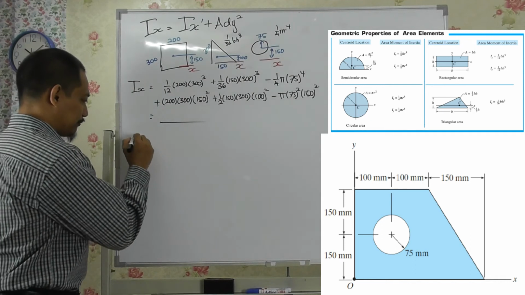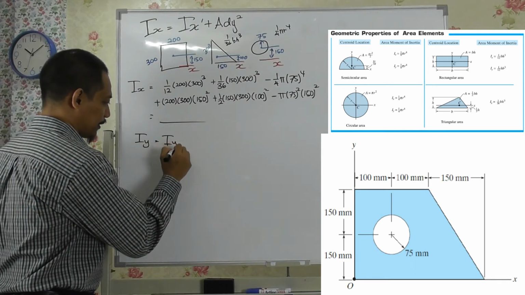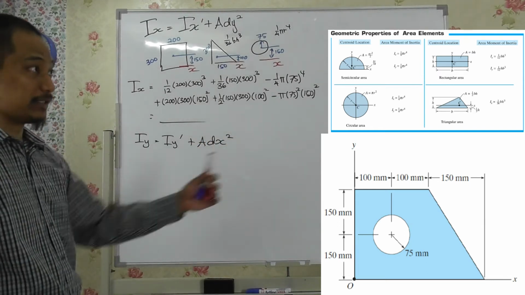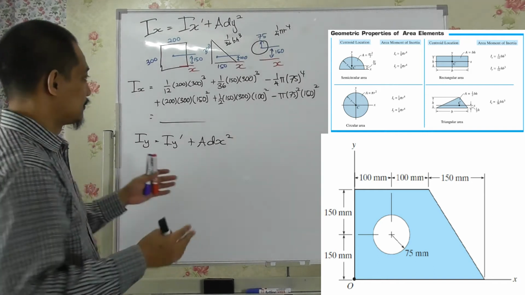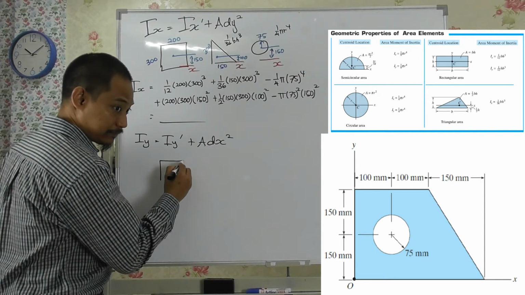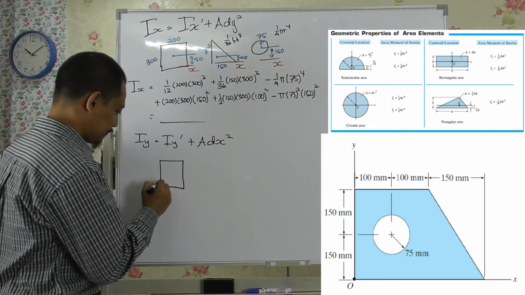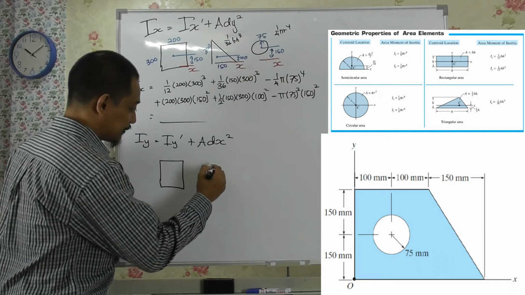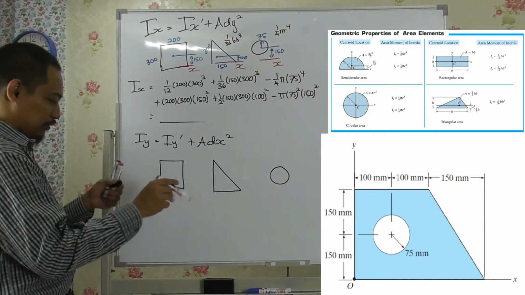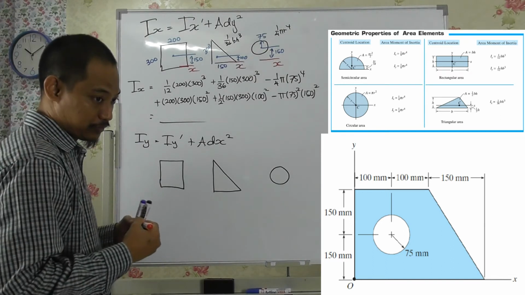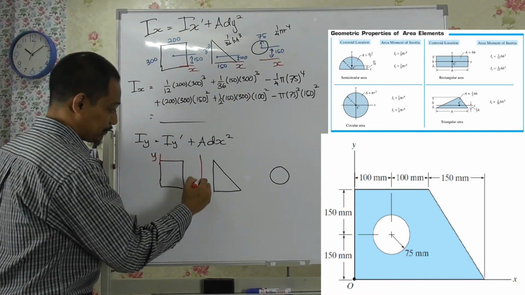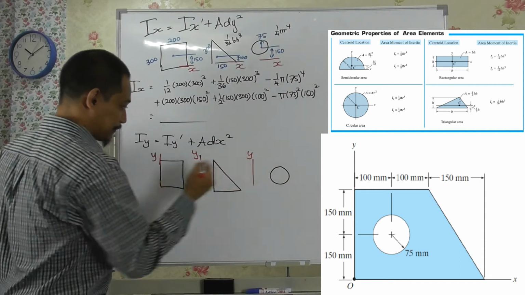What about Iy? If you have Iy equal to Iy prime plus A dx square, the same idea applies. It is just that the distance to the axis you have to consider, right? So for the rectangle, and then for the triangle, and then for the circle, right? If you relate to the y-axis, the y-axis is here in this case, somewhere at a distance there, right?